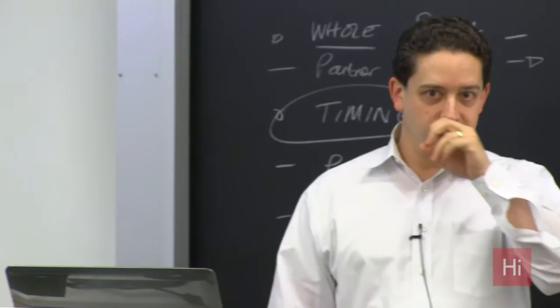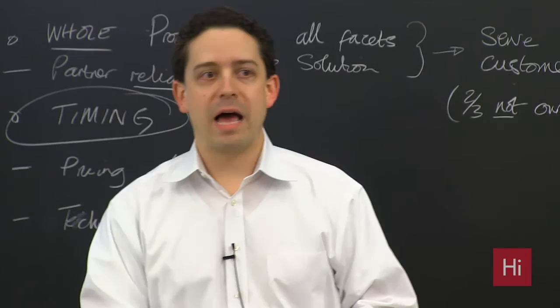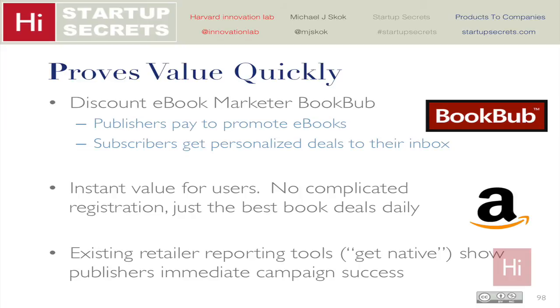So what BookBub did is they said, again, we're going to kind of get native. Publishers already have tools for this. They have native tools they use, and that's their dashboard on Amazon, their dashboard on Barnes & Noble, their dashboard on Kobo and Sony and Apple iBooks, which is showing them their sales. So what BookBub said is, look, when you get this promotion, we're going to make it incredibly easy for you to see on the dashboards you already follow that you sold 4 books on Monday, 4 books on Tuesday, you were featured by us on Wednesday, and you sold 400 books on Thursday.